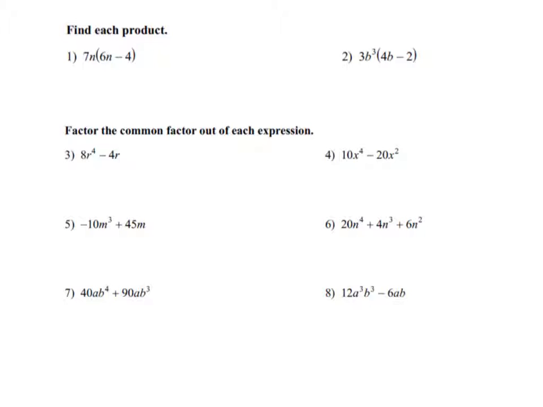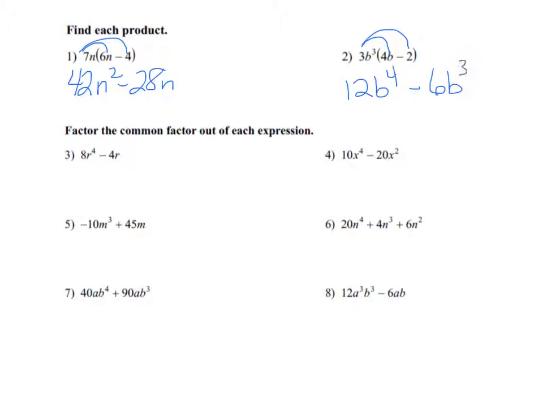So on number one, I want to just start off and show you what happens when we are multiplying. Okay, so on number one, this is just the distributive property. It says find the product. That means multiply. So to do that, I'm just going to distribute. All right, so what I'm going to end up with is 42n squared minus 28n. All right, on 2, same idea, just distribute. I'm going to have 12b to the 4th minus 6b to the 3rd.